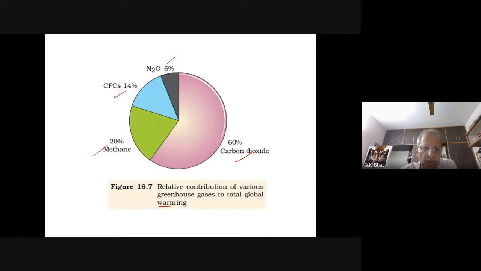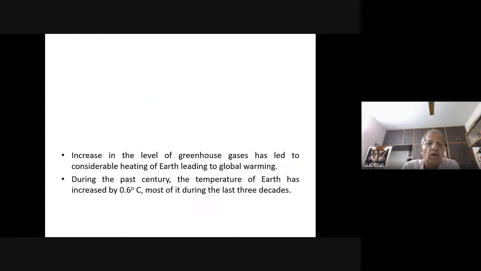To a certain extent, they should be there. If these are more, more and more reflection will come. Heat gets reflected more and more back on the Earth. That is going to create a problem. Some amount is required. If they are not there, then there's a problem. If they are there in a moderate amount, no problem. If they are present more, then there's a problem. So, an increase in the level of greenhouse gases is a problem. At a moderate level, no problem. The increase in the level of greenhouse gases has led to considerable heating of Earth, leading to global warming.